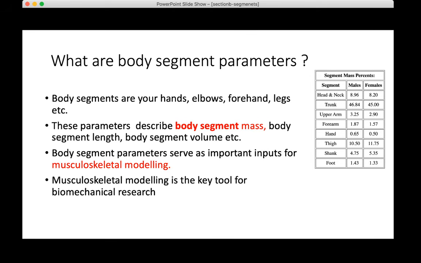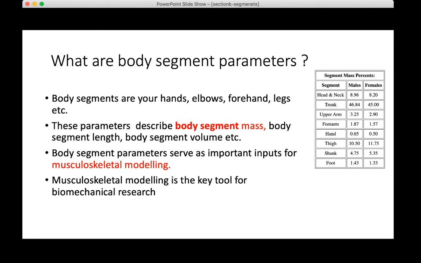Now why are they very important? Because these are individual parameters. These are different for different athletes. If one athlete has some set of parameters, the second athlete has different. So this modeling is specifically for individuals. For one particular athlete, we'll do modeling, and then we try different things to improve his technique only. So that's why it is very specific in sports. Okay. So body segment parameters are basically mass, length, volume, and musculoskeletal modeling is the one key tool which requires these parameters. On the right side, I have given you a table.